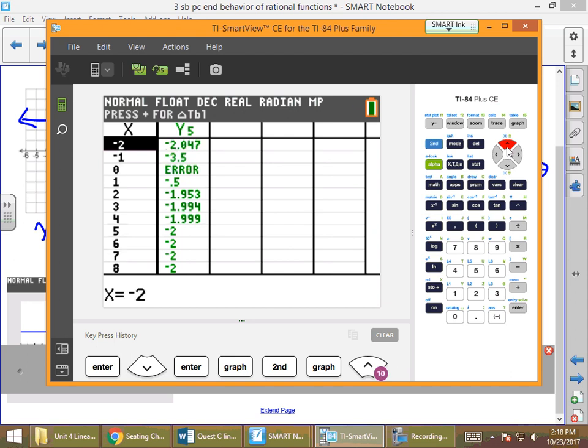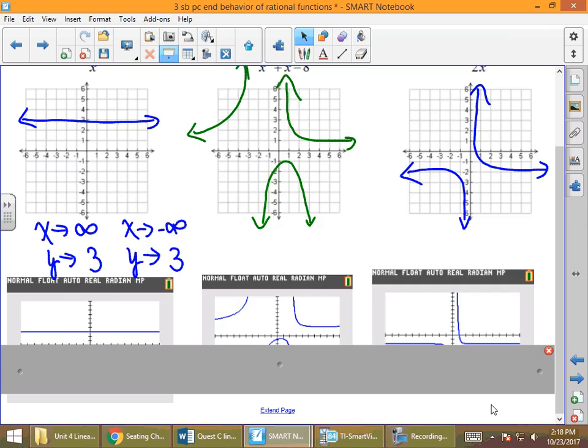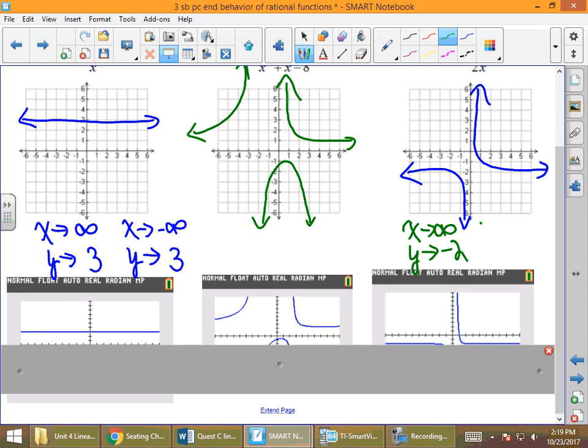And if you go the other direction, negative 3.5, negative 2.047, as we scroll through, eventually we get to the place on our screen where it's always approaching negative 2. So when we look over here to the far right, we can say that as x approaches infinity, y is approaching negative 2. And as x approaches negative infinity, y is still approaching negative 2.